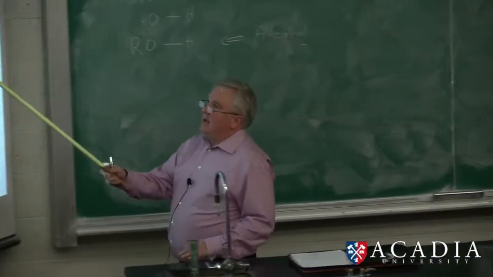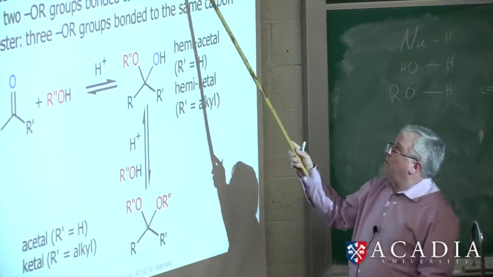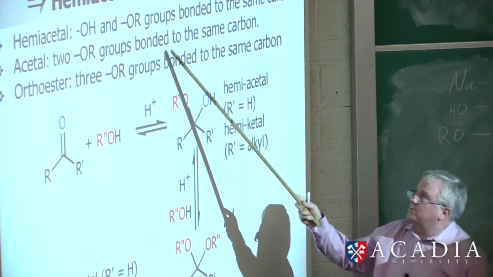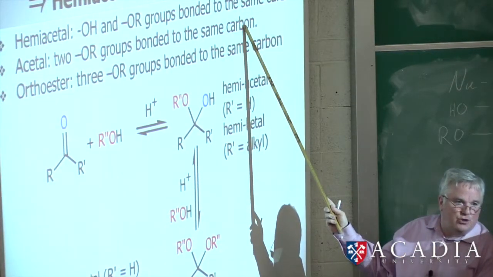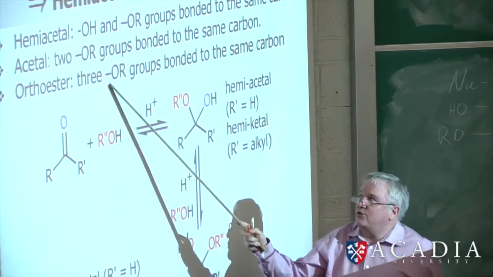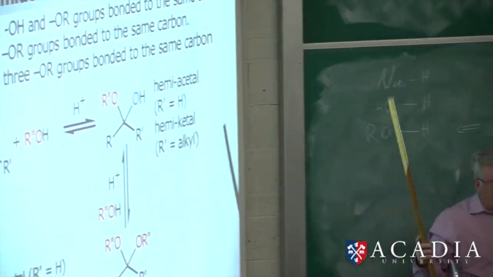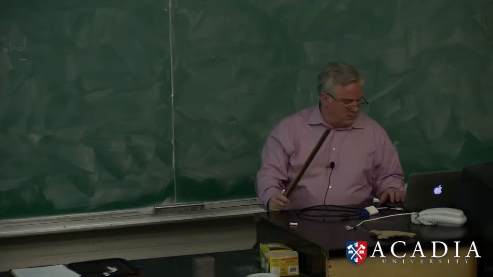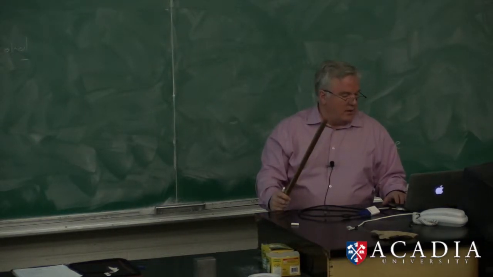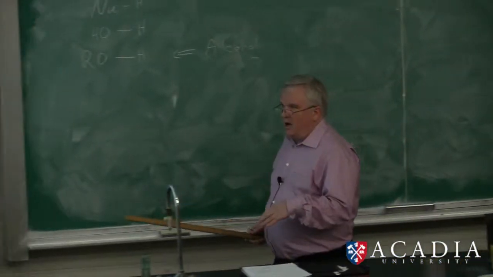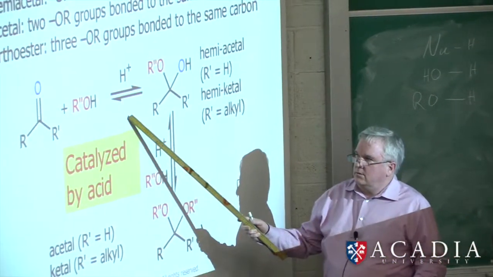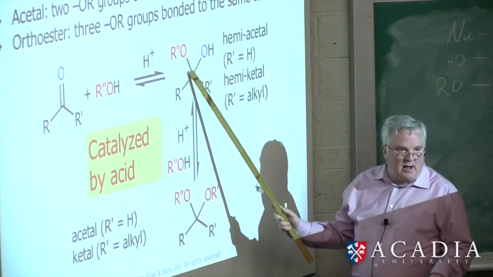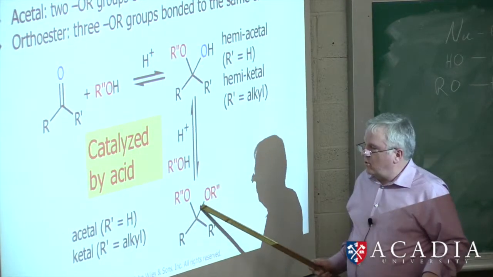So a hemiacetal has an OH and an OR group bonded to the same carbon. An acetal has 2 OR groups bonded to the same carbon. And although we won't get into it here, an orthoester has 3 OR groups bonded to the same carbon. Okay, so those are 3 different functional groups. Now, this particular reaction is catalyzed by acid. We can do this reaction under basic conditions, but it has a tendency to stop here. But under acidic conditions, it'll go all the way to here.